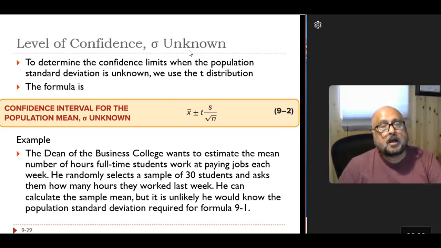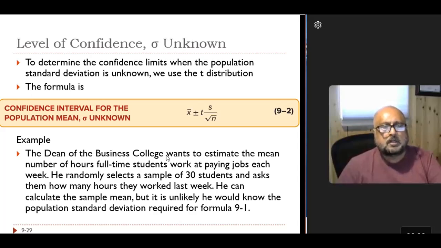If sigma is unknown, the population standard deviation is unknown, in that case we use the t parameter, the t statistic, and the formula to find the confidence interval using the t value is this. Okay, so here's an example question related to that.